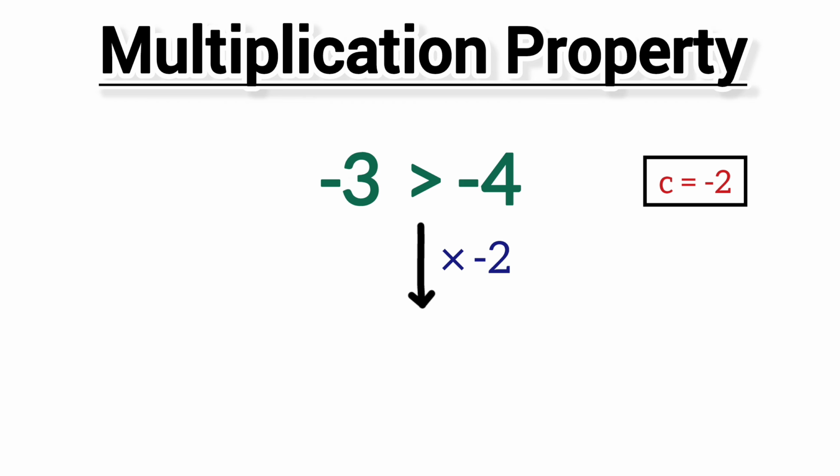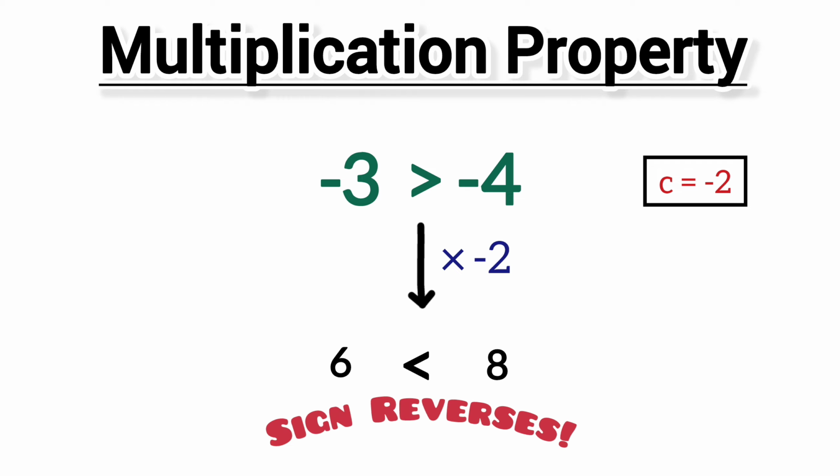Why is that? We know minus 3 is greater than minus 4. If we multiply it by a negative number, take C as minus 2. So minus 3 into minus 2 becomes 6 and minus 4 into minus 2 becomes 8. Clearly 8 is greater than 6. So the sign reverses. Next is division property, which is similar to multiplication property.